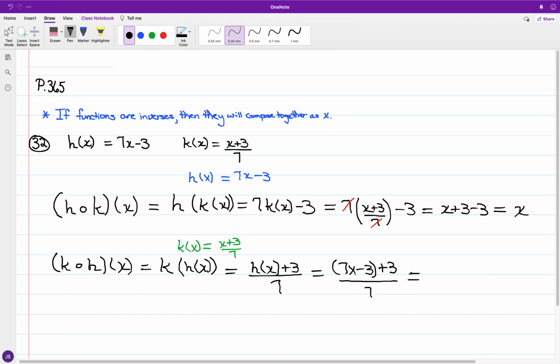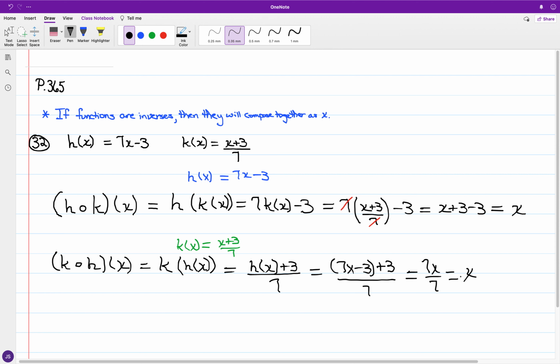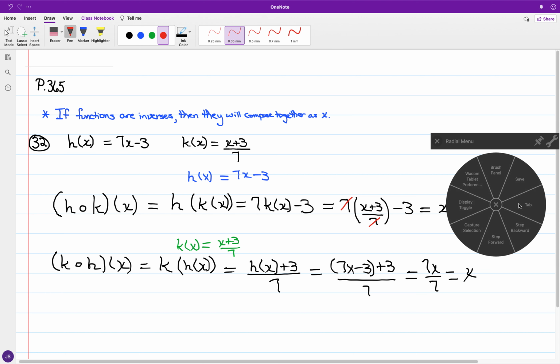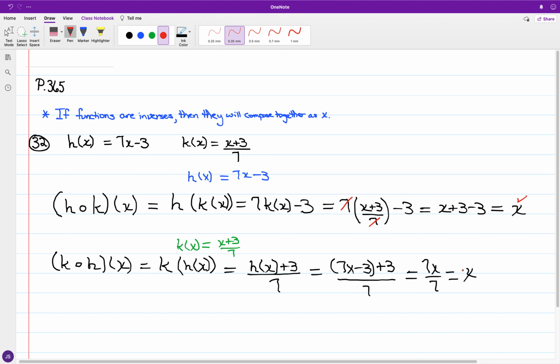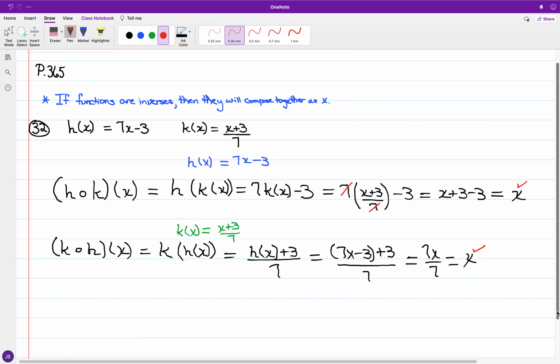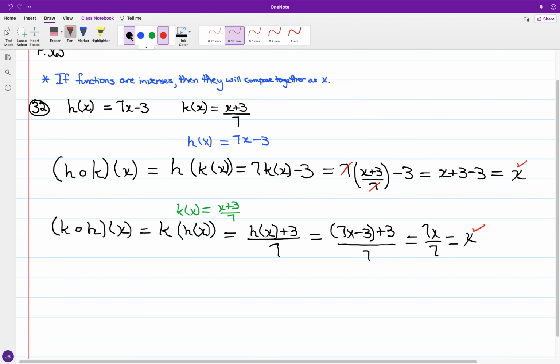Again, the 3 and the negative 3 cancel, so this comes down to 7x over 7, and that is equal to x. So we have both compositions coming out to x. And since the composing of the functions unanimously ends up at x, the answer to the question is yes. They are inverses of each other.